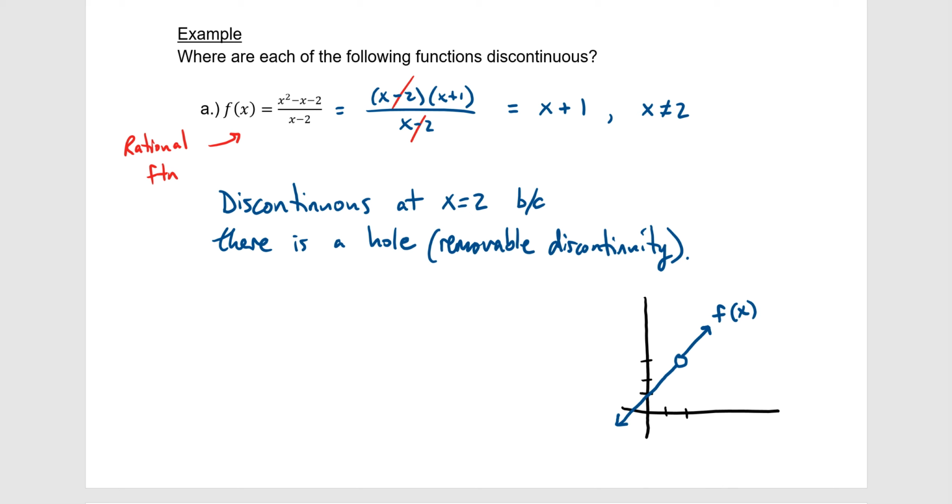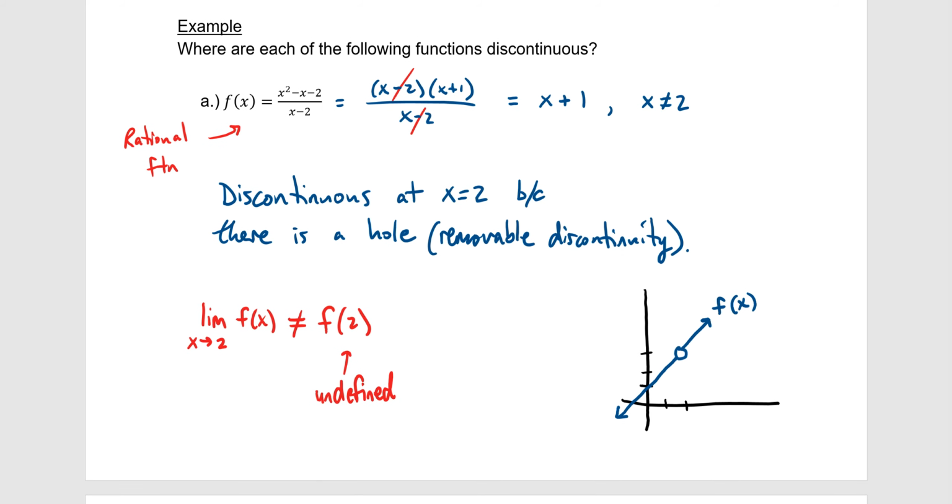Okay, and then another thing that we should say for this, using the definition of continuity, is that the limit as x approaches 2 of f of x does not equal f of 2, and that is because we know f of 2 does not exist, or f of 2 is undefined. So typically when we're talking about discontinuity and showing something is discontinuous at a point, we should use this definition.